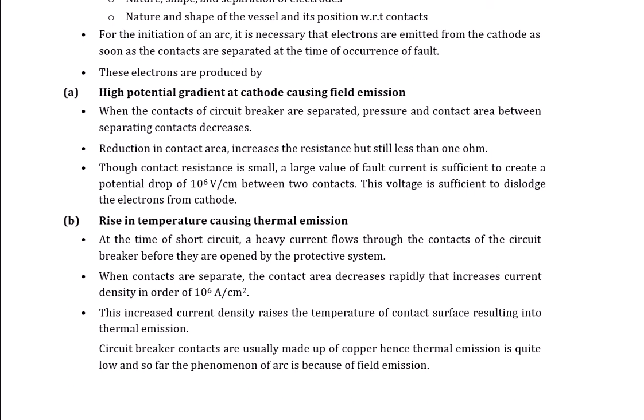That increases the current density in the order of 10^6 ampere per centimeter square. This increased current density raises the temperature of the contact surface, resulting in thermal emission. Circuit breaker contacts are generally made of copper, and hence thermal emission is quite low, so the phenomenon of arc is because of field emission. This is the factor that affects the production of electrons.